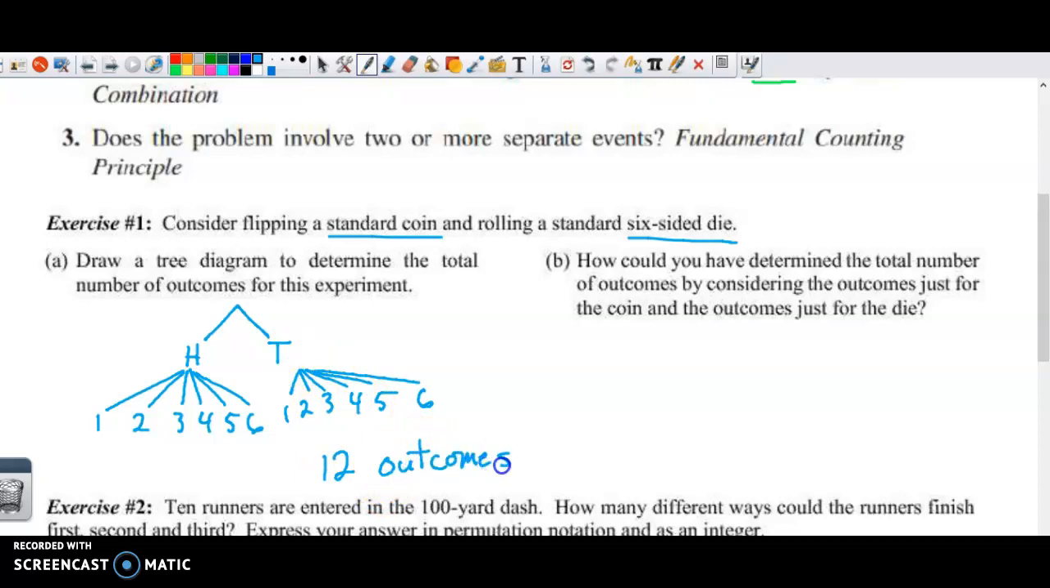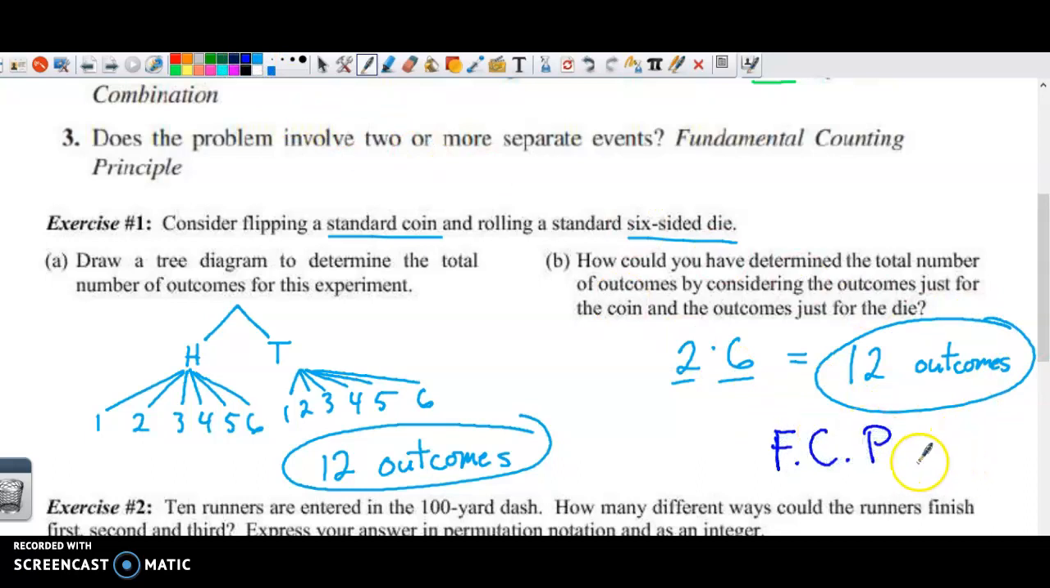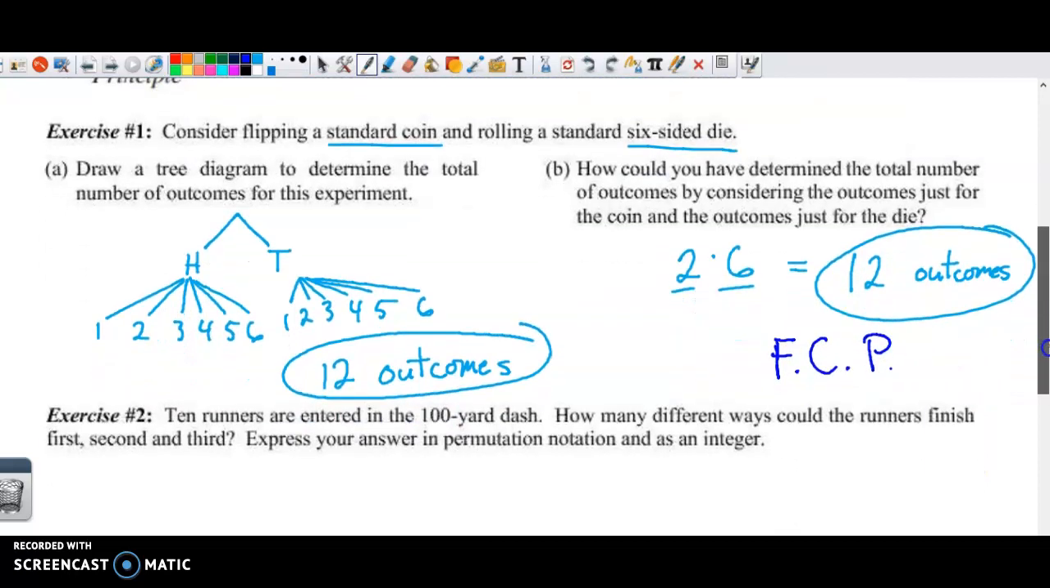And I've kind of ruined this. I've already given you the shortcut. The shortcut to figuring this out is there are 2 options for the coin. There were 6 options for the die. So 2 times 6 gives me 12. Whoa, that looked bad. 12 outcomes. So that's your shortcut for the fundamental counting principle. I'll shorten that. Fundamental counting principle. I don't think anybody shortens it to FCP, but there you go.